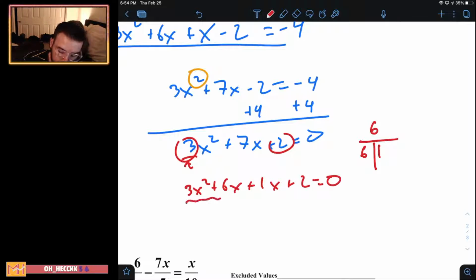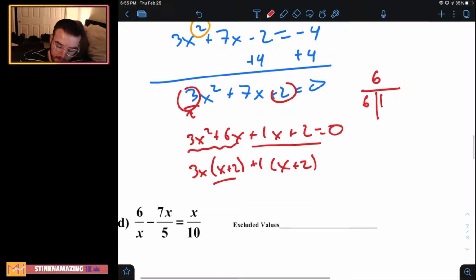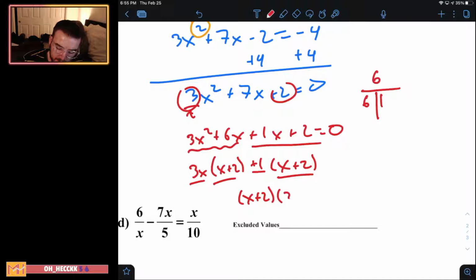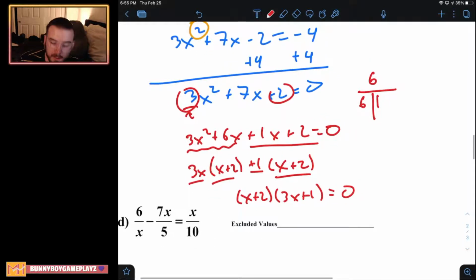Then you look at the first two terms and you say, what's the GCF? Oh, they have a 3 and an x in common. You look at the next two terms. What's the GCF? They only have 1 in common. Well, they have a factor that matches. That was the whole point. And we've got the stuff on the outside, 3x plus 1. And there is our solution: x plus 2 times 3x plus 1.